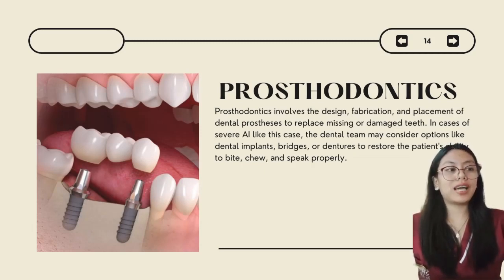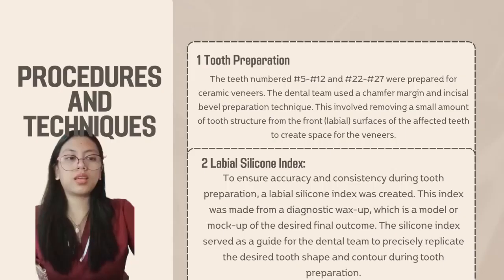Prosthodontics involves the design, fabrication, and placement of dental prostheses to replace missing or damaged teeth. In cases of severe AI like this case, the dental team may consider options like dental implants, bridges, or dentures to restore the patient's ability to bite, chew, and speak properly. So, the procedures and techniques.